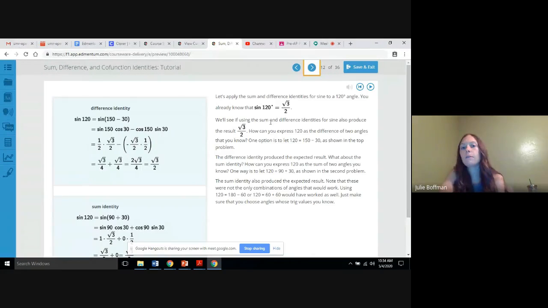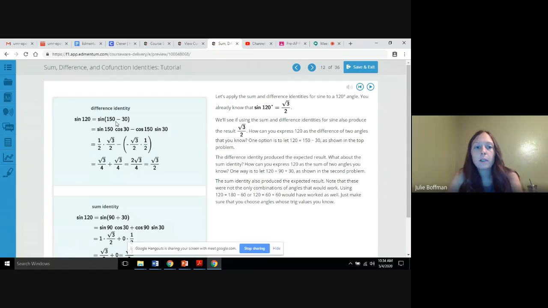So we're going to see if we use the sum and difference for 120, will it also equal square root of 3 over 2? It asks the question, how can you express 120 degrees as the difference of two angles from the unit circle? That's what they mean by that you know. One option, if we're trying to do subtraction, is you could do 150 minus 30. When you're doing this on your own, you kind of just got to play around with it, guess and check, and try different angles on your unit circle and subtract them or add them depending on the problem to equal the original angle. So we can see that we could break up 120 to be 150 minus 30.